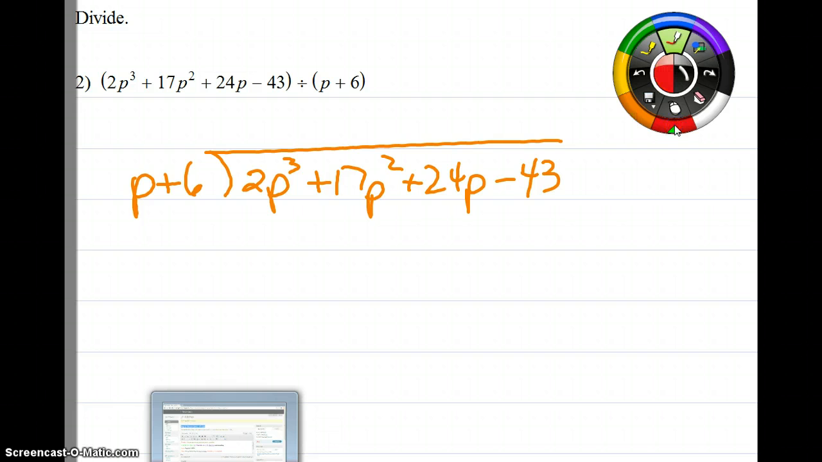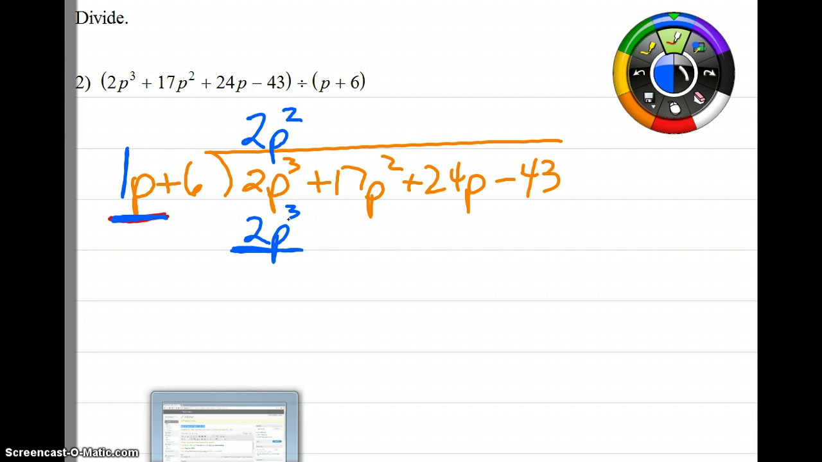Okay. So what we want to do first is divide, and we want to see how many times p will go into 2p cubed. So think of this as a 1, so 1 times 2 will give us a 2, and p times a p squared will give us a p cubed.